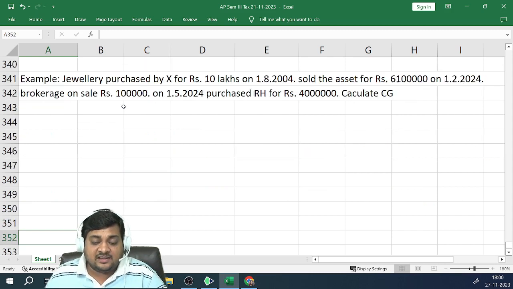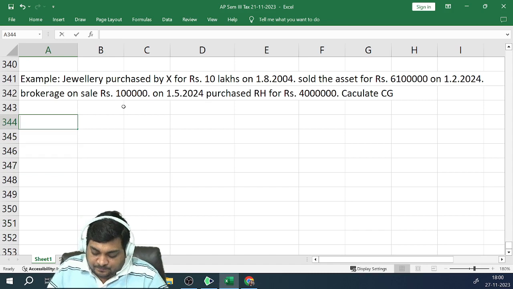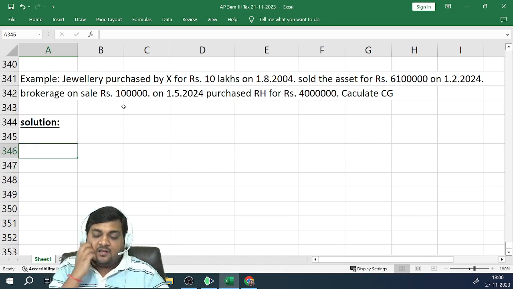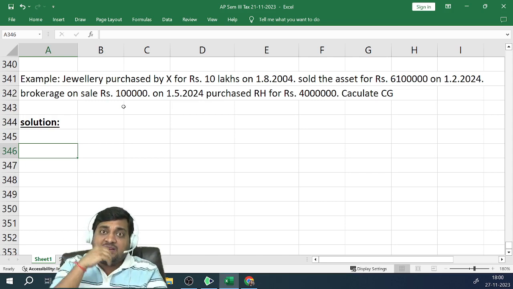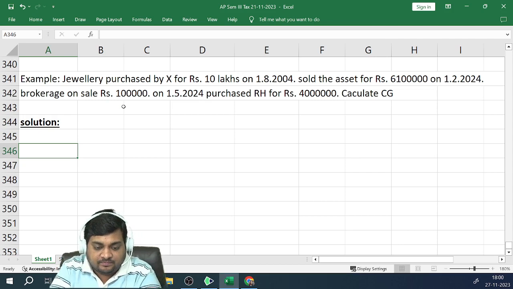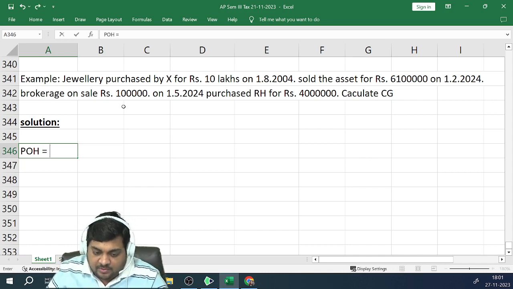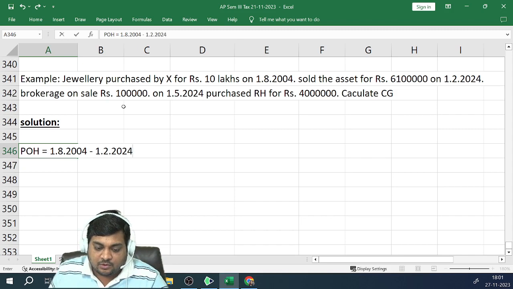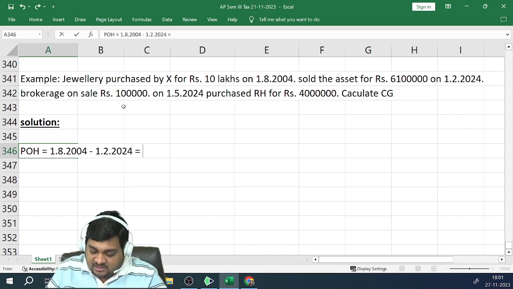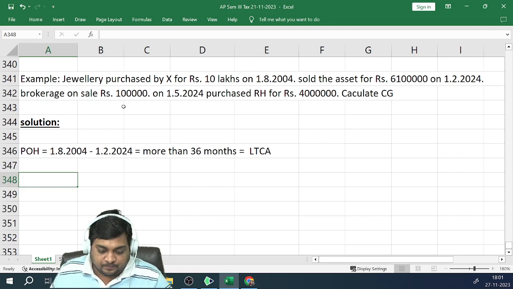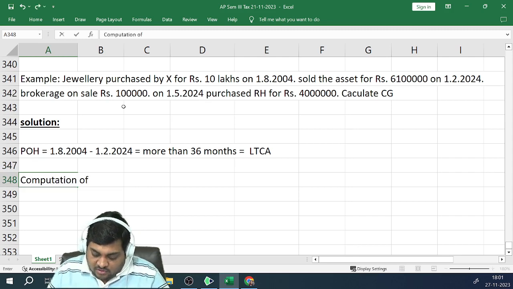So now, first of all, I have to see whether it is long term or short term. Right? If I sell house, buy house, 54. If I sell any other asset other than house, buy house, that's 54F. And in case of 54, full cost of the new house, you get exemption. But out here, proportionate. So first of all, period of holding, 1st August 2004 to 1st Feb 2024. More than 20, in case of jewelry, we see 36 months. Sorry. More than 36 months. So we have long term capital asset, no problem. So now we have computation of LTCG.